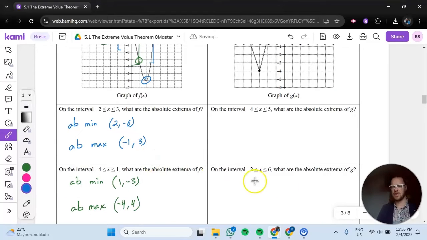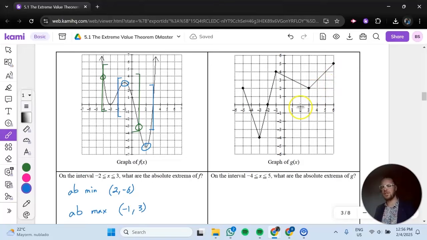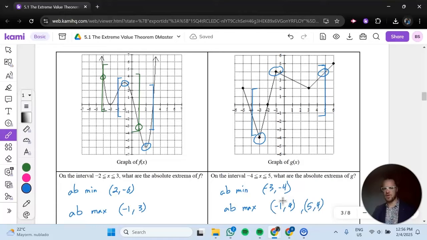All right, let's do the same kind of thing over here on g of x this time, where we've got that same function. But we're going to continue to restrict our domains. So we're going to look at -4 to 5. Now, if we're looking at that, our absolute minimum, this is the lowest it ever gets on that interval. So that'll be at -3, -4. But when we talk about our absolute maximum, well, we've got this point and that point that are both at the same height. So we actually need to list both of them, -1 and 4, as well as 5 and 4, to get our two different absolute maximums.